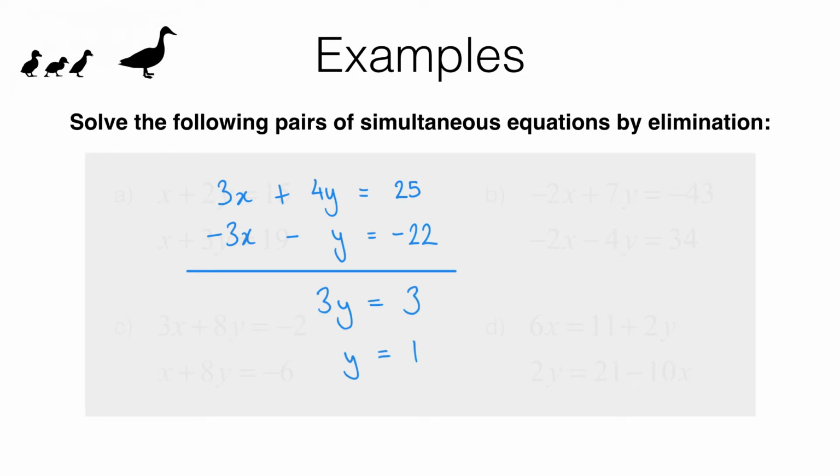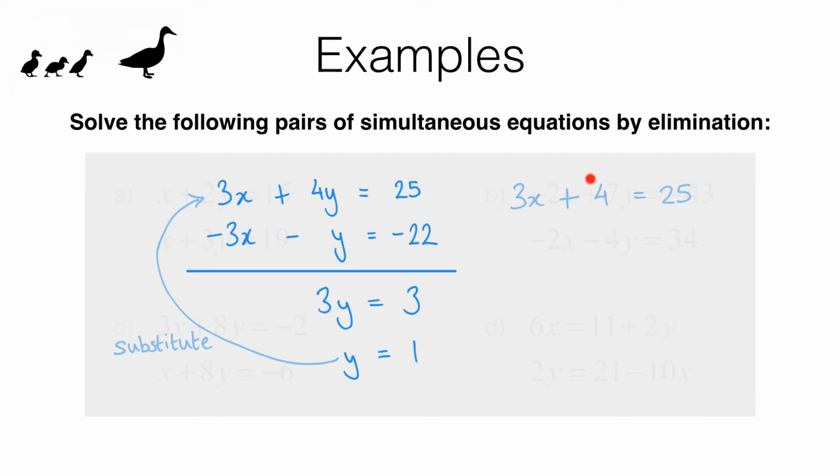So what we can do is take this value of y and substitute it into one of these two equations. Now, it doesn't matter which one you pick, but I like to go for the easier one. In this case, that's the top one, because the second one has got some nasty negatives in it. So, substituting y equals 1 into this first equation, we get 3x plus 4 lots of y, which is just 4 because we know y equals 1. That's going to equal 25.